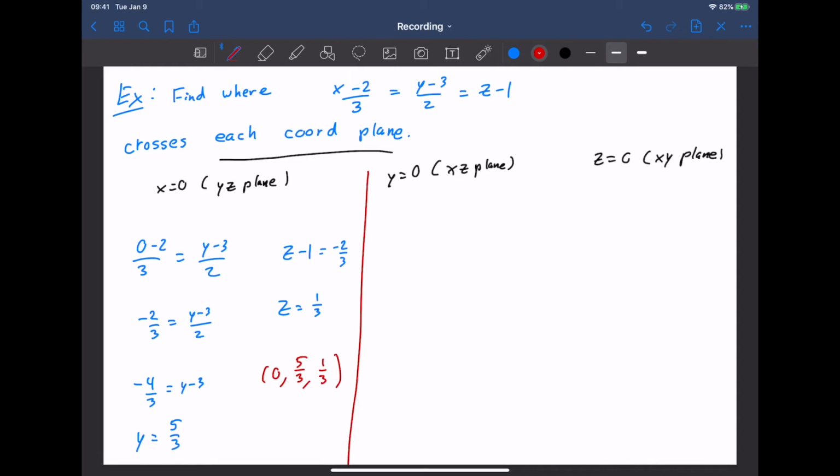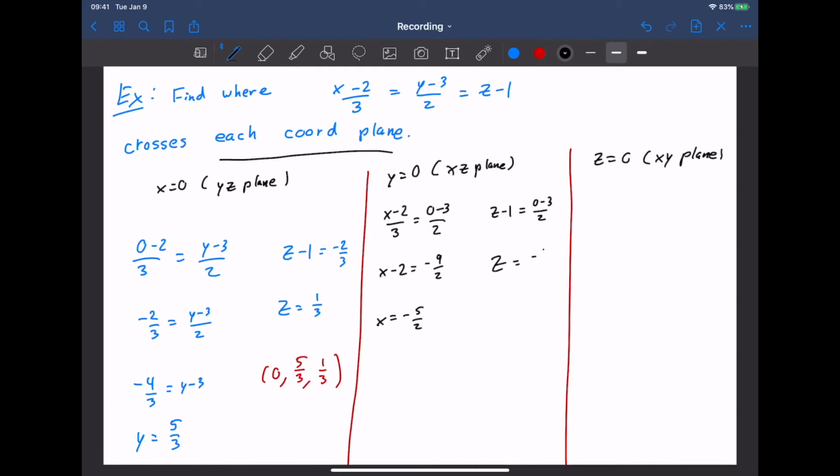Can you find these two intersections? Try it right now. 3, 2, 1. If y equals 0, we'd have x minus 2 over 3 equals 0 minus 3 over 2. X minus 2 should be negative 9 halves, and x would be negative 5 halves. Z minus 1 would equal 0 minus 3 over 2. And so z would be negative 1 half. So we have negative 5 halves, 0, negative 1 half.